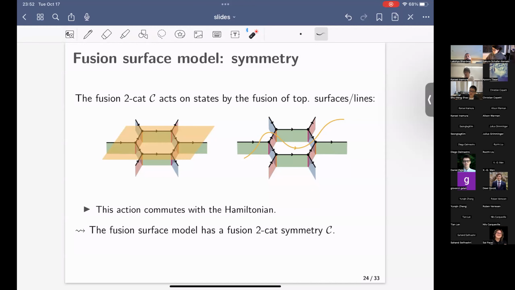But does that mean the condensation defect acts trivially on every state in your projected Hilbert space? No, a condensation defect can act non-trivially on the edge variables. I see. On the edges, right? But not on the faces. I see. Yes.